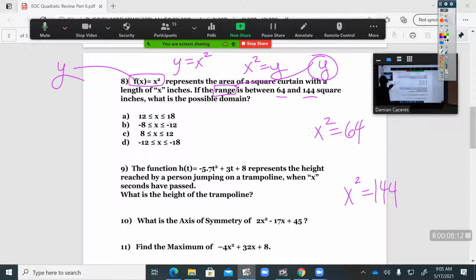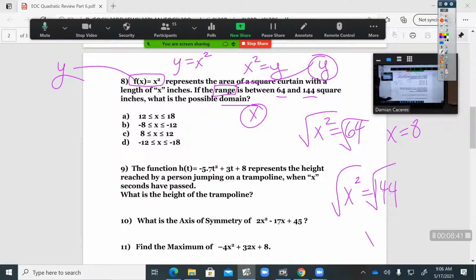The solution on the top is going to give me my lowest possible x value. And the solution on the bottom is going to give me my greatest possible x value. And domain is what they're asking, which is possible x values. So this is all we have to do here, solve. What's the opposite of a square? A square root. Whatever you do to one side, you do to the other. We get x equals positive 8. Now on the next one, square root of 144 is positive 12.